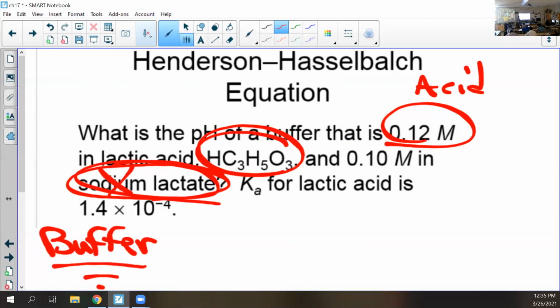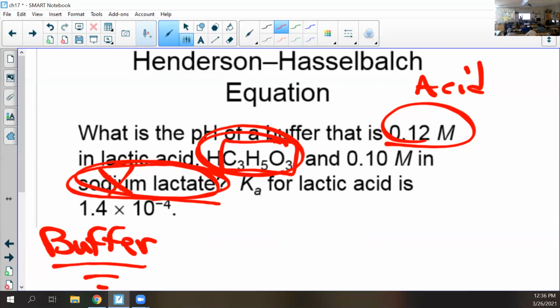The conjugate base is the thing that came with the acid. It's this piece. It's always just whatever is not the H. So lactate is the conjugate base of lactic acid. Did I not say that? Yeah, you did. You kind of went over.